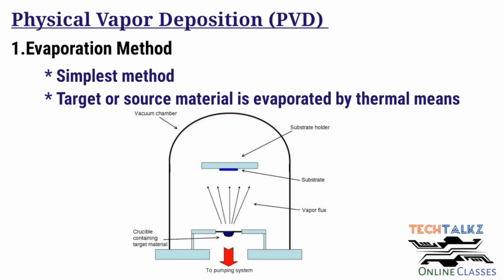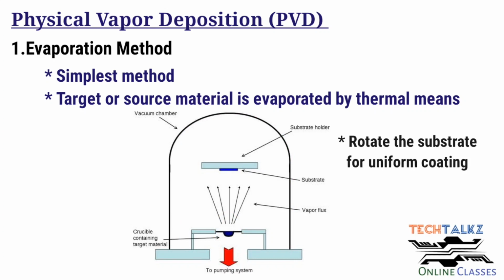The source can be heated electrically by a resistor or using an electron gun. In order to get a uniformly thick coating, we can even rotate the substrate at a particular RPM. Normally, this process is carried out at low pressure because the mean free path will be very large at low pressure. Mean free path is the average distance travelled by a molecule between two successive collisions. At this pressure, the atoms and molecules in the vapor phase will not collide with each other.